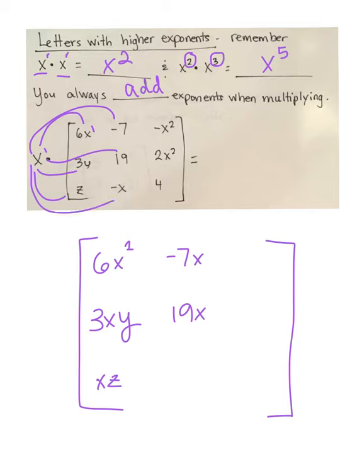X times a negative x. So a negative times a positive is a negative. Put down the x. We have one of them on the outside, one of them on the inside, so we have a total of 2. So it's a negative x squared. Then x times a negative x squared is going to be a negative x again, we have an exponent of 2 here and an exponent of 1 there, so we have a total exponent of 3. X times 2x squared is 2x to the third.